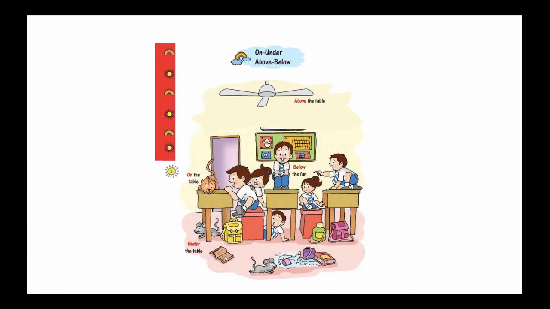Now let us move to chapter number 1, page number 8. Here we have been given the scene of a classroom. So here you have to identify who are under, who are above, who are on, who are below. So let's start with under. Who is under? This mouse is under the table. This boy is also under the table. This bag is also under the table.